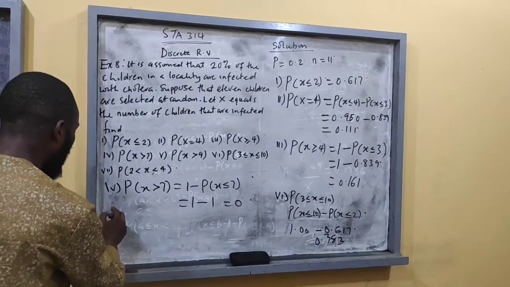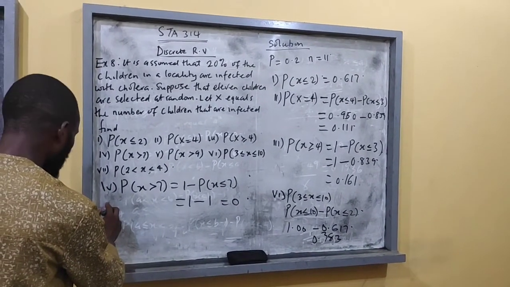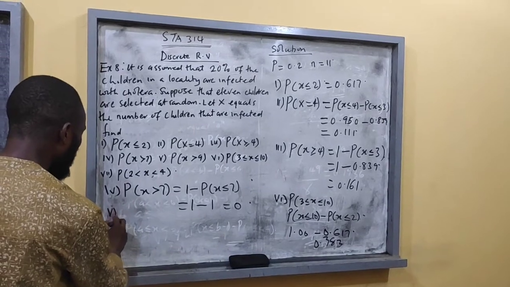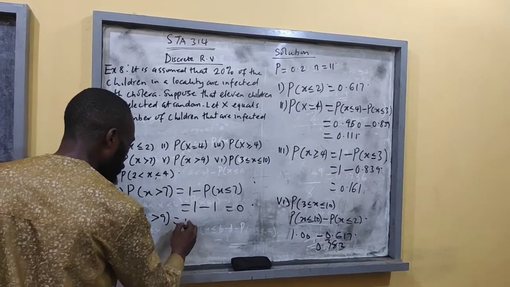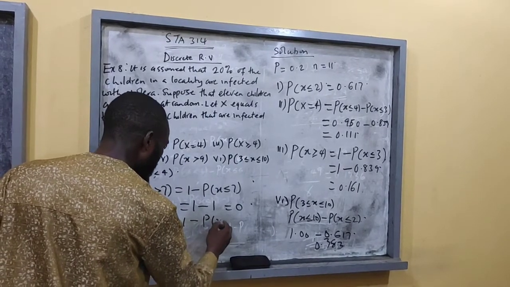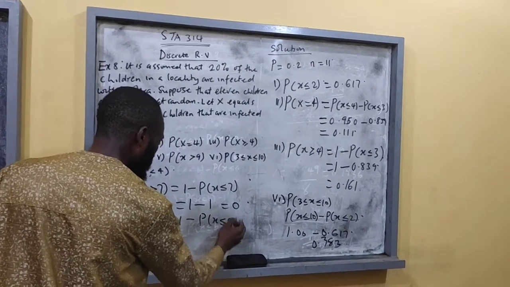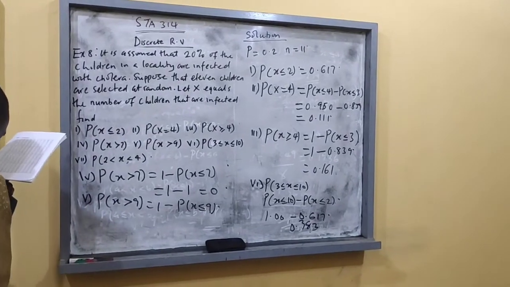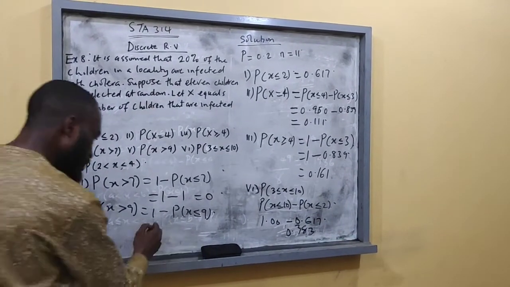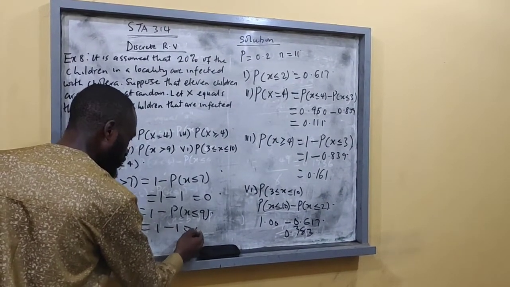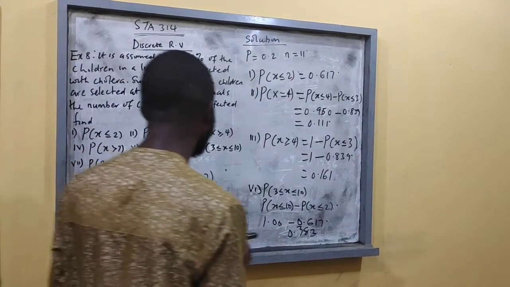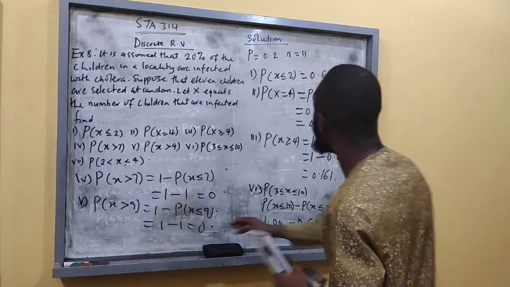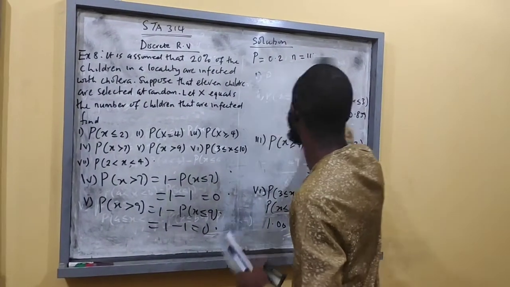Now, the other one. Number 5, probability of x greater than 9. You also give me 1 minus probability of x less than or equals to 9. And probability of x less than or equals to 9 is also 1, which is also 1 minus 1, which is equals to 0. The same thing. Lastly, I've done number 6. Now let me do number 7, which is the last one there.